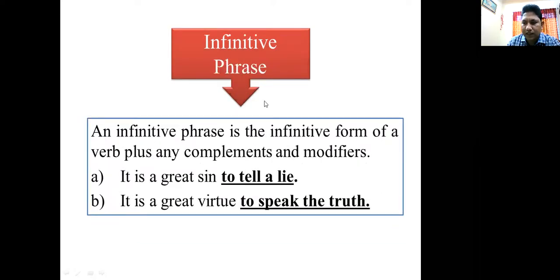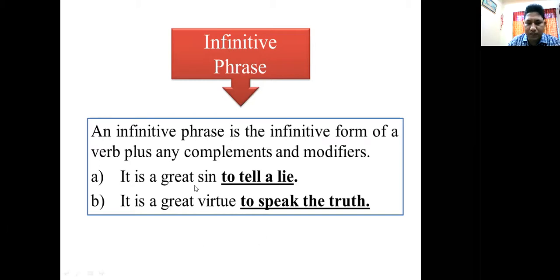Now that is infinitive phrase. An infinitive phrase is the infinitive form of verb plus any complements or modifiers. So you see, infinitive phrase is the infinitive form of verb plus any other complements or modifiers. In a word, you see, infinitive phrase means to plus verb plus other words. In a word, you can call it to plus verb plus other words.